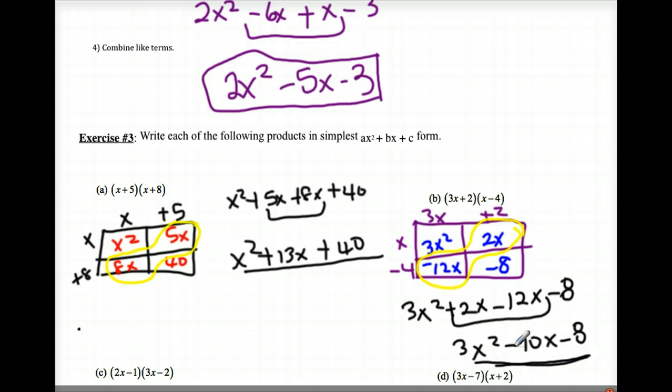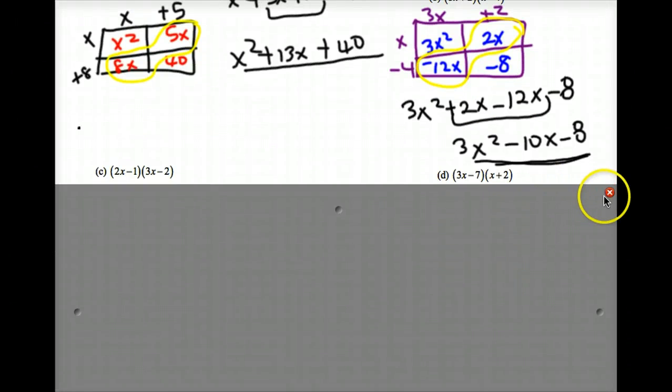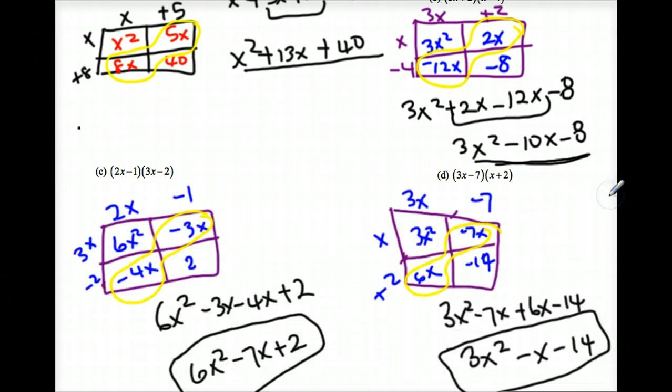So what I want you to do is pause the video and try C and D on your own. See if you get this. Hope you got a chance to try C and D. Let's see if we have the same answers. Did you get 6x squared minus 7x plus 2 and 3x squared minus x minus 14? Okay, check your work, see where you went wrong, if you made a mistake. If not, let's move forward.